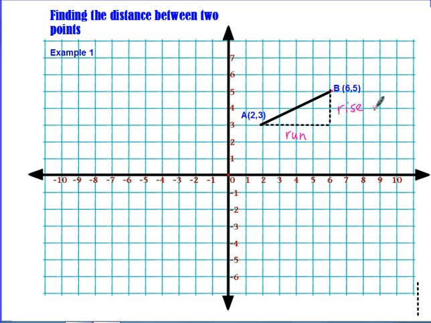And I can find the rise and the run easily. We know how to do that. The rise is the difference between the y's, 5 minus 3, which equals 2. And the run is the difference between the x's. So 6 minus 2, which equals 4. Finding this out can help me to find the distance between the 2 points if I use Pythagoras' theorem.